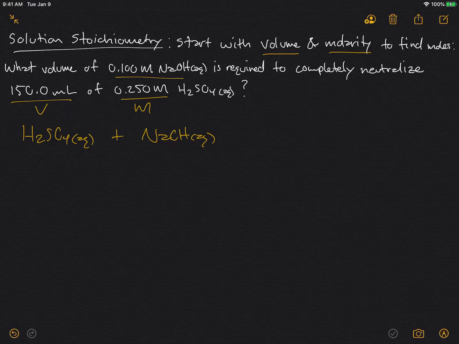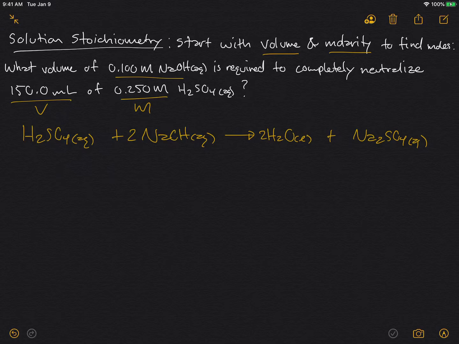You should notice that sulfuric acid is a diprotic acid. It's got two protons, 2H plus. So this is going to require two equivalents of sodium hydroxide to neutralize that, and it's going to make two water molecules plus the salt sodium sulfate. Okay, now that we have a balanced equation, we can start this calculation.